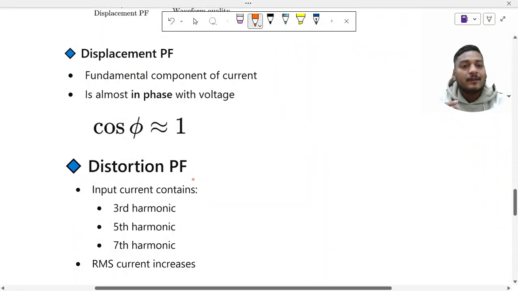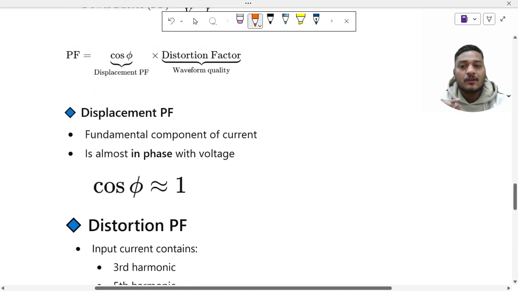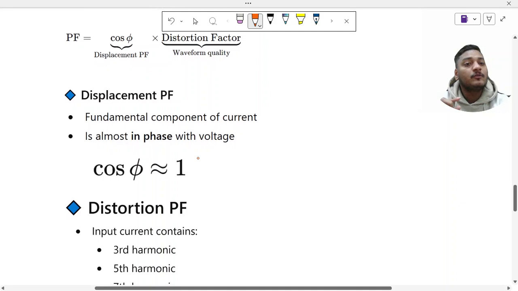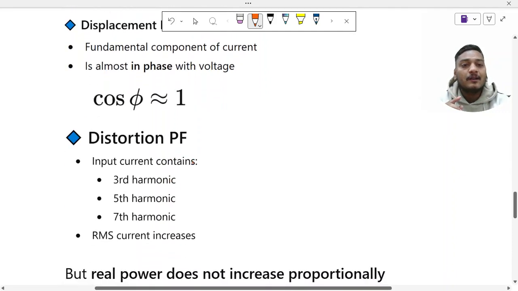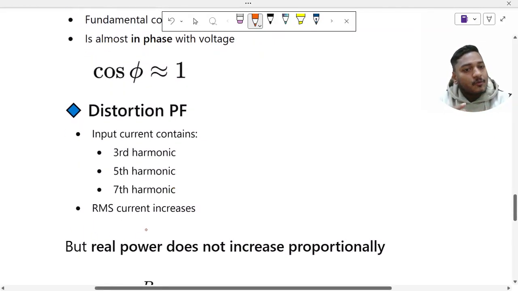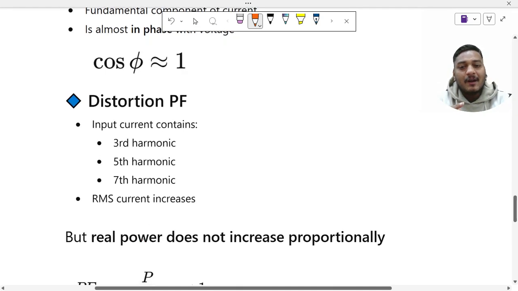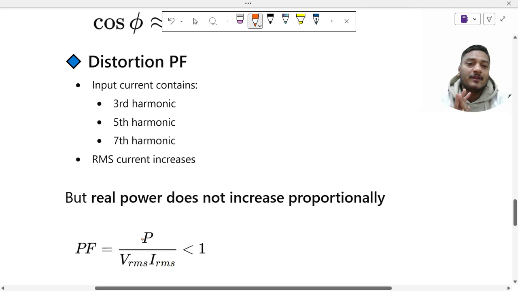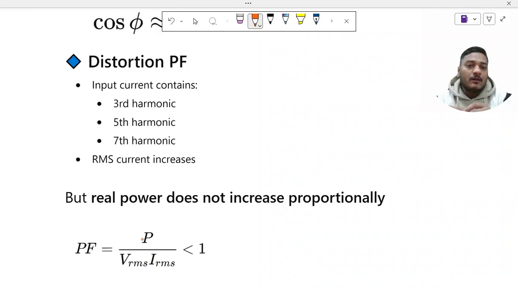But what will happen? The distortion factor is not going to be 1. Why? Because the input current may contain the third harmonic, fifth harmonic, seventh harmonic, and when the harmonics are added to my fundamental component, my overall RMS current is going to increase. But is the real power going to change? No, real power is not going to change. It always remains the same.